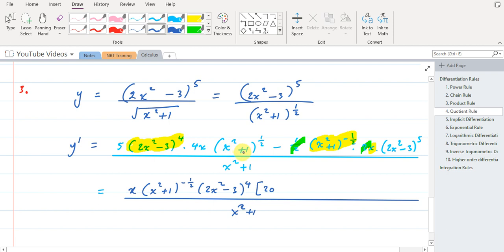Now x squared plus 1 to the power half divided by x squared plus 1 to the power negative half, you will end up with half plus half, which is just x squared plus 1. So the first part is sorted out. If you open this bracket up, make sure you get this, right?